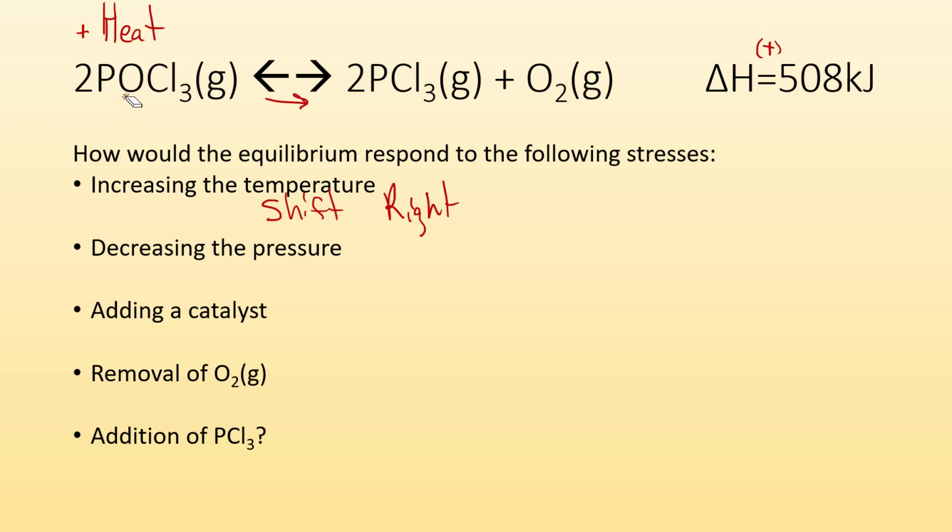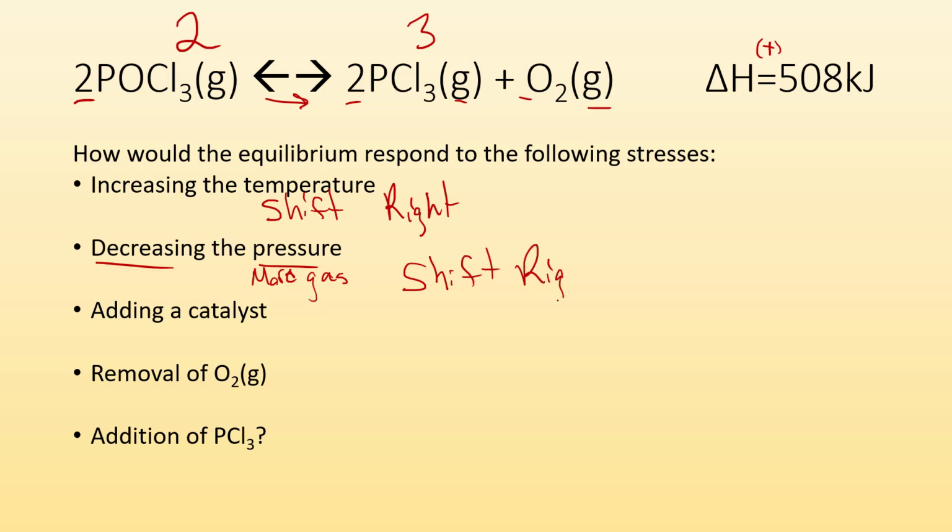Decreasing the pressure. All right, well, now I got to take a look at how many gases I got. I have 2 moles of gases on the left side, and I have 2 gases and 1 more gas, so I have 3 moles of gases on the right side. So if I decrease pressure, then it's going to shift towards the side with more gas. So it's going to shift to the right. If we decrease the pressure, it's like making it more accommodating to have more gas because there's less pressure, so things can spread out more, you can have more gas.